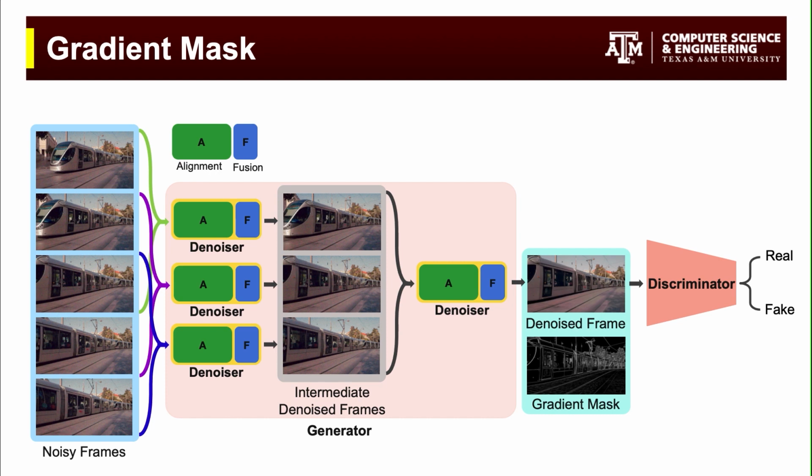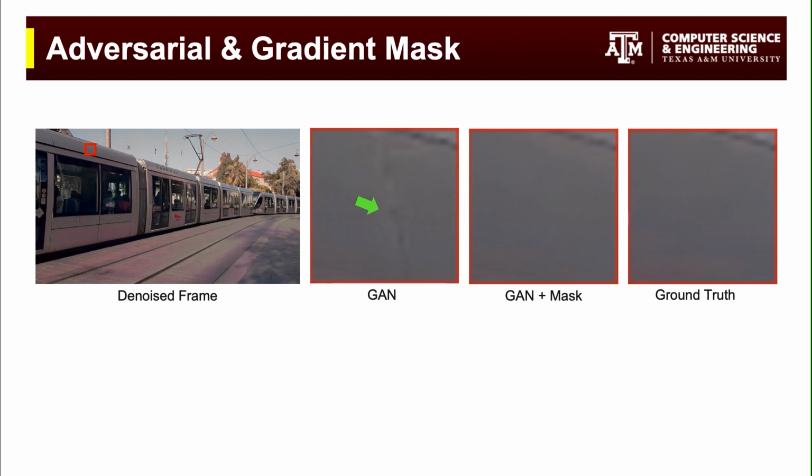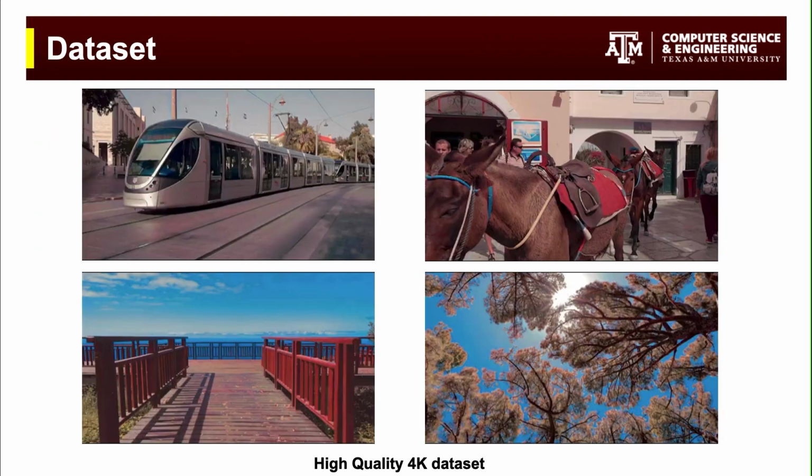In our system, in addition to the adversarial loss, we also use L1 and VGG losses. The details are in the paper. As shown here, conditioning the discriminator on the gradient mask removes the high-frequency artifacts in the smooth regions.